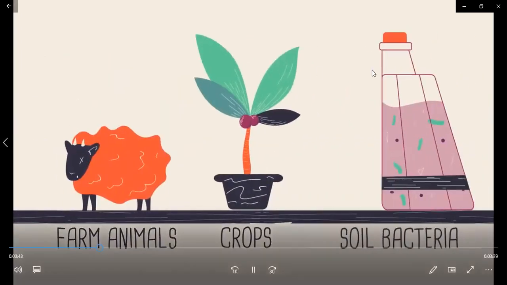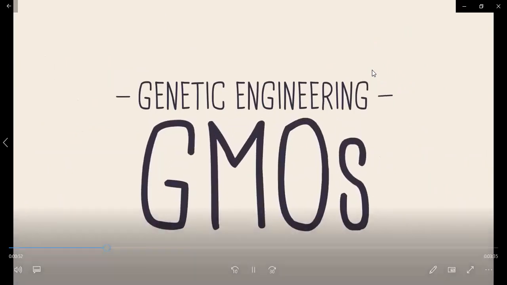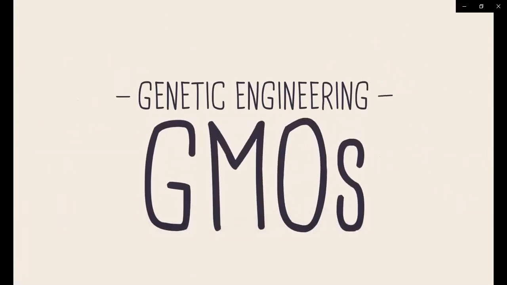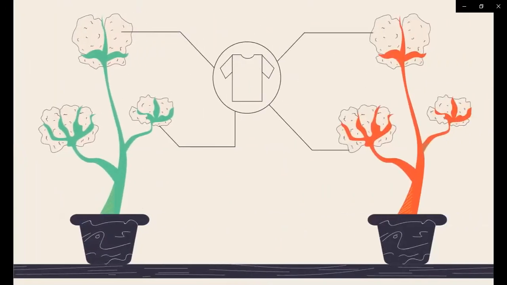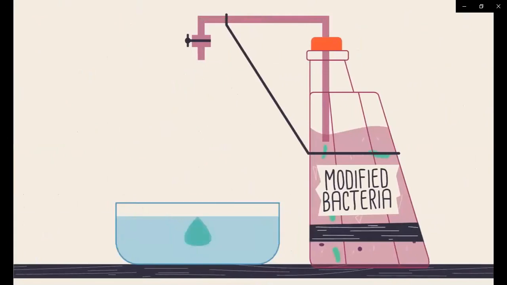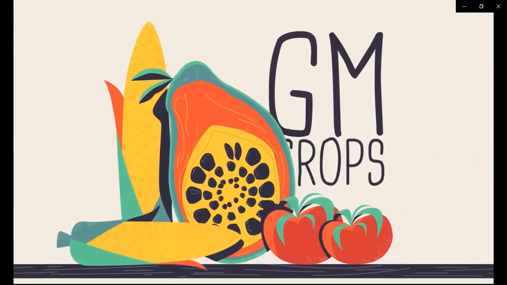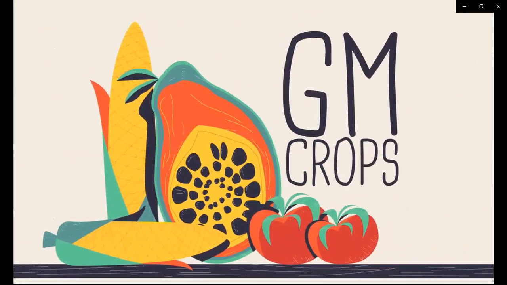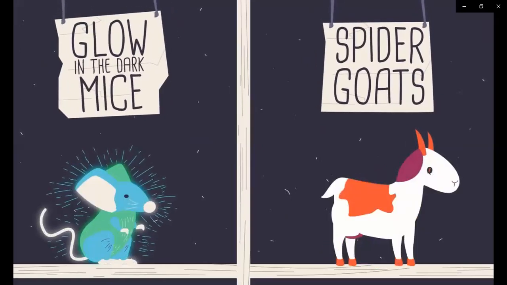Crops, farm animals, and soil bacteria are three of the most common uses of genetic engineering to make GMOs. The cotton plant that grows the cotton for your t-shirt might have been genetically modified to be pest resistant, or the bacteria modified to produce life-saving medicines, as well as the better known GM crops that we eat. And then there's some wacky organisms, like spider goats and glow-in-the-dark mice.